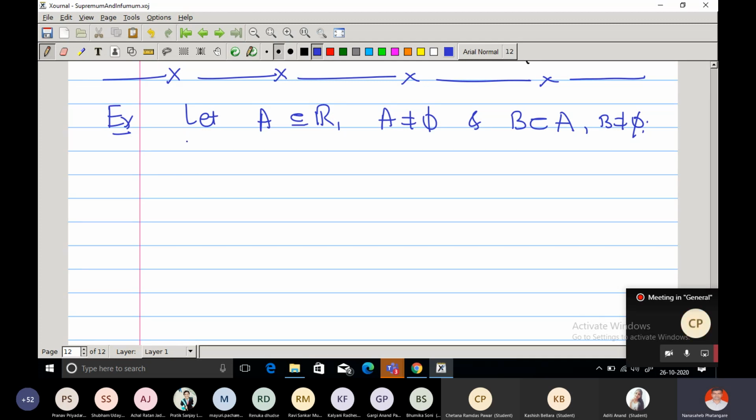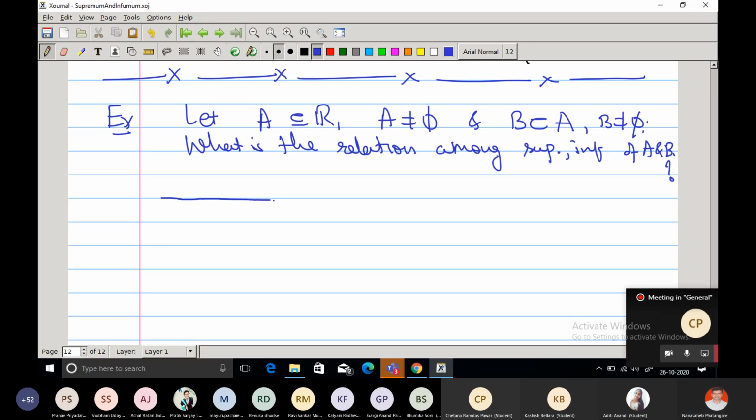The question I would like to ask is, what is the relation among the supremum and infimum of A and B? Is the question clear? Yes, sir. So A is a non-empty set, B is a subset of A.